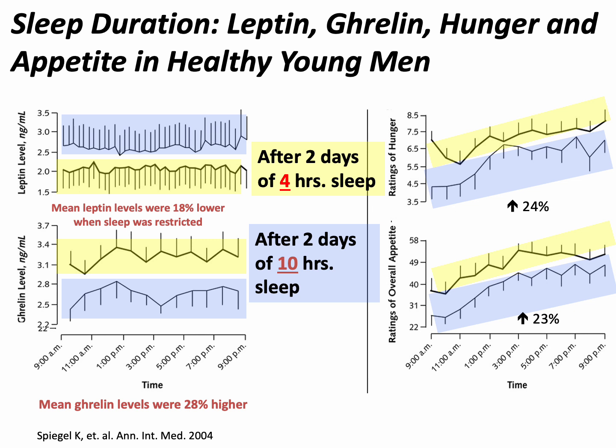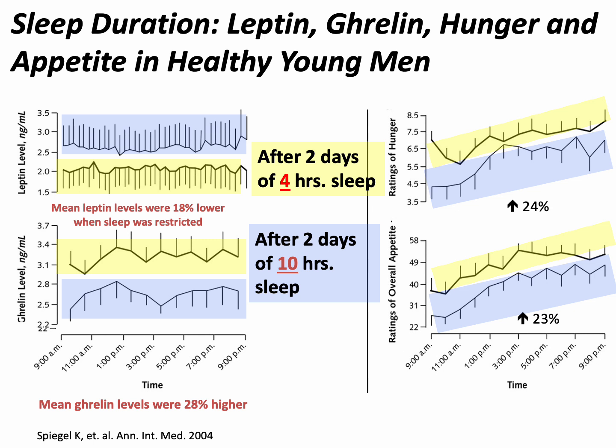The data shows 12 healthy men restricting their sleep for 2 days and extending their sleep for 2 days, with leptin and ghrelin levels measured. Leptin and ghrelin are believed to represent the yin-yang of energy balance. Leptin is considered to have an anorexigenic effect, and conversely, ghrelin stimulates appetite.